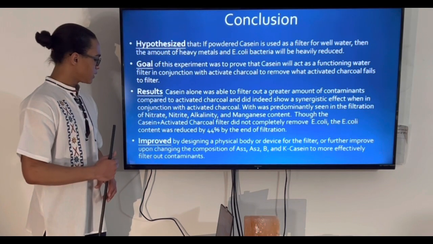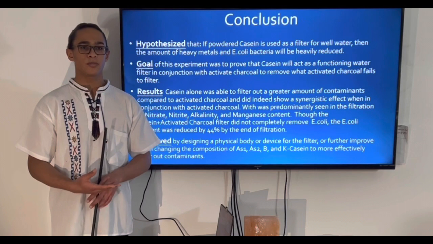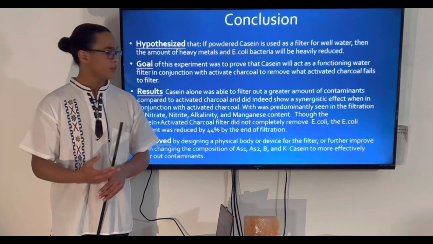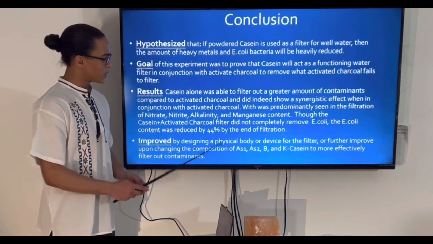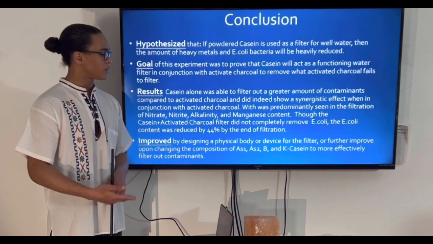And this experiment could be improved by building a physical body to my filter so it could be attached to faucets, as well as exploring the specific filtration properties of each of the individual casein polymers, alpha S1, S2, beta, and kappa casein.